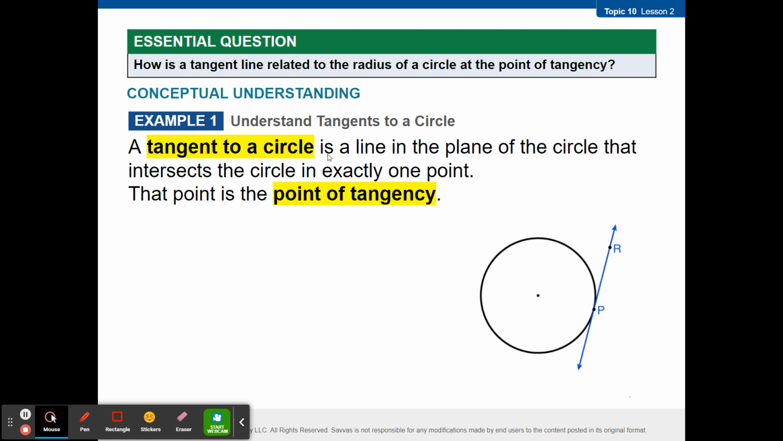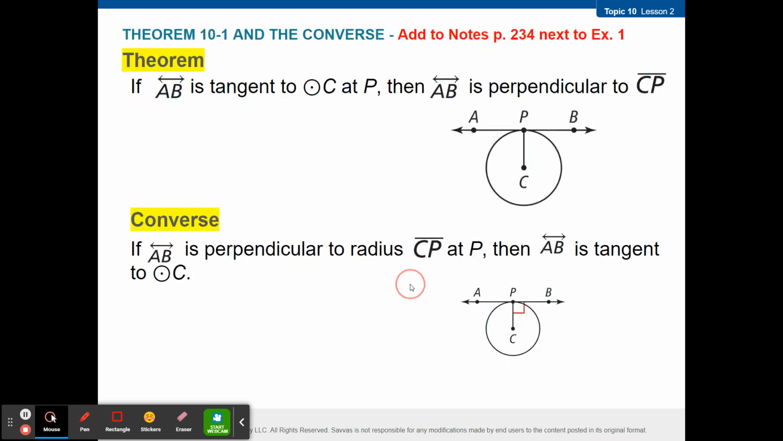A tangent to a circle is a line in the plane of the circle that intersects the circle at exactly one point. So if we looked at this circle, this point P would be the point of intersection. Nothing else touches. And that line PR is a tangent line. That point is called the point of tangency. Pretty simple, right? All right. Now this is what you're going to want to write down on page 234.